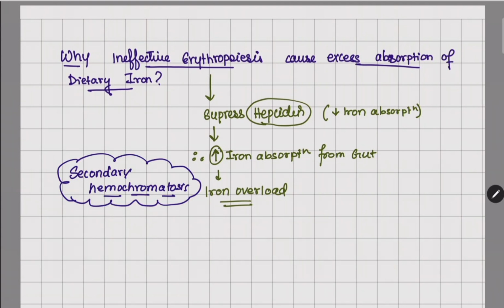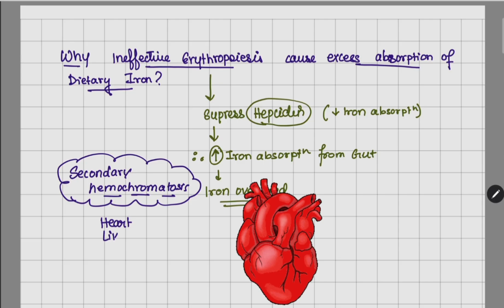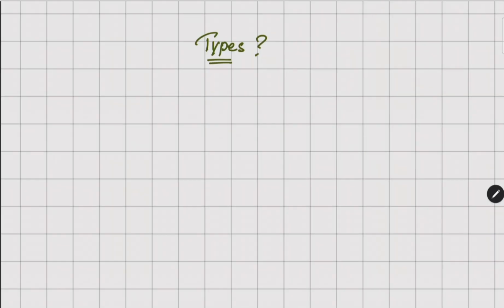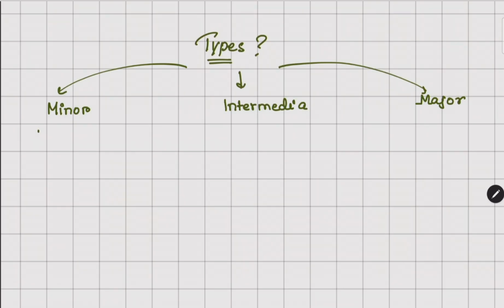This is very commonly seen in thalassemia patients, and mostly the heart and the liver are affected because the iron starts depositing in these organs. Now, what are the types of beta thalassemia? The three types are minor, intermediate and major.